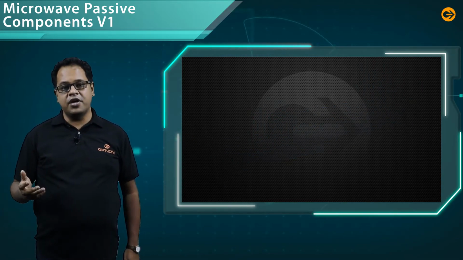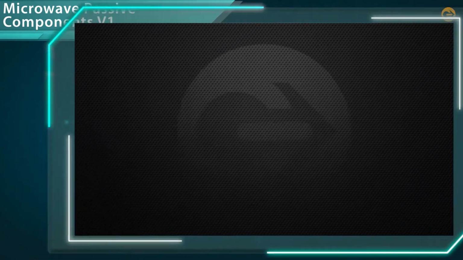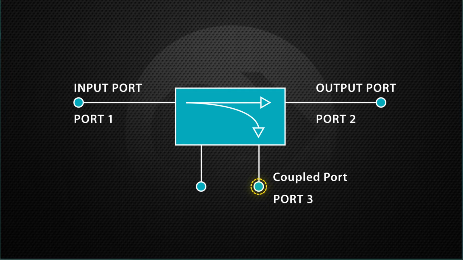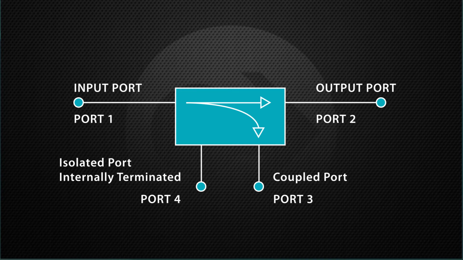Now, let us discuss the significance of each port one by one. In port 1, we apply power. From port 2, we will get output. From port 3, a part of the power will be generated. That's why the name of port 3 is coupled port. And from port 4, there will be no output power. That's why the name is terminated port.